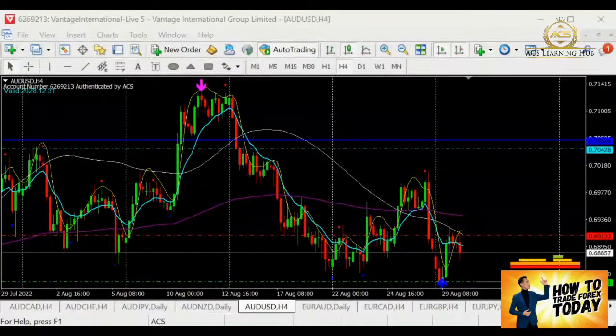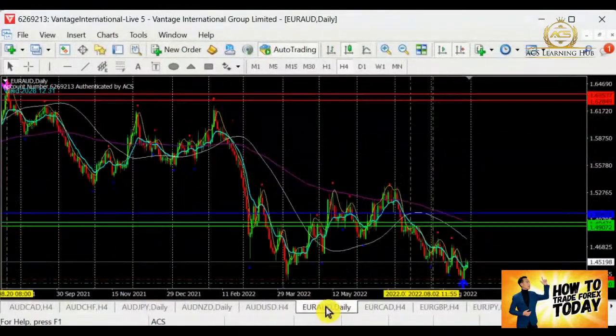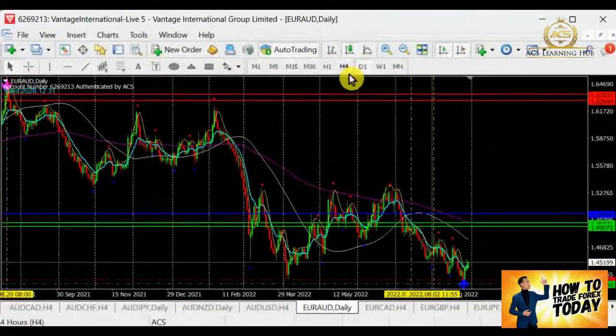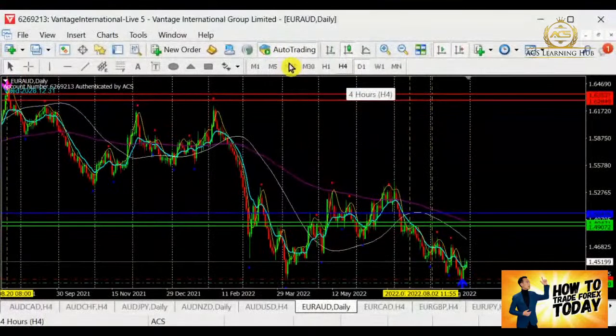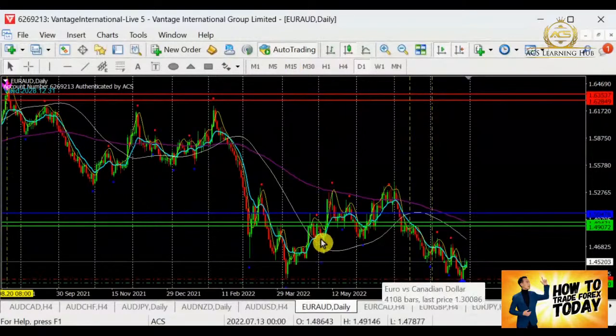Okay, so next to go, Euro Aussie, right? Euro Aussie today we are looking for a buy. Since yesterday we had tested the support and it is not breaking, and it is now still going for a buy. So look out for buying. Okay, buy for Euro Aussie.